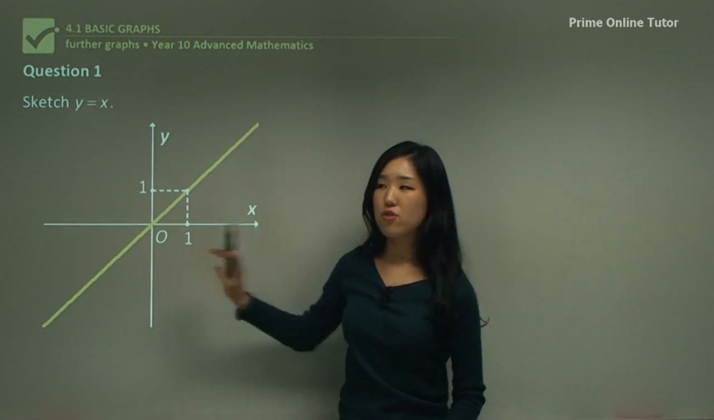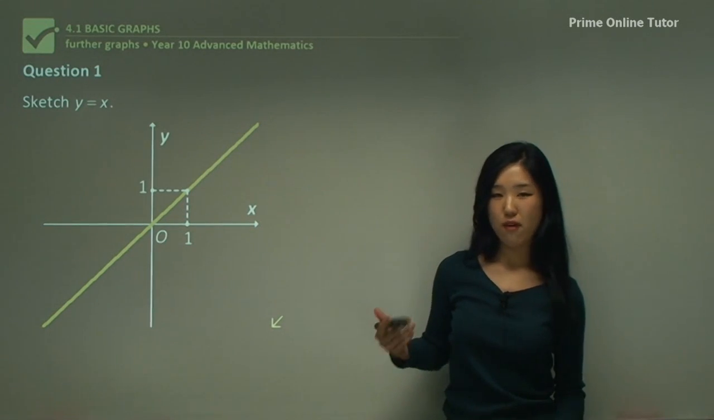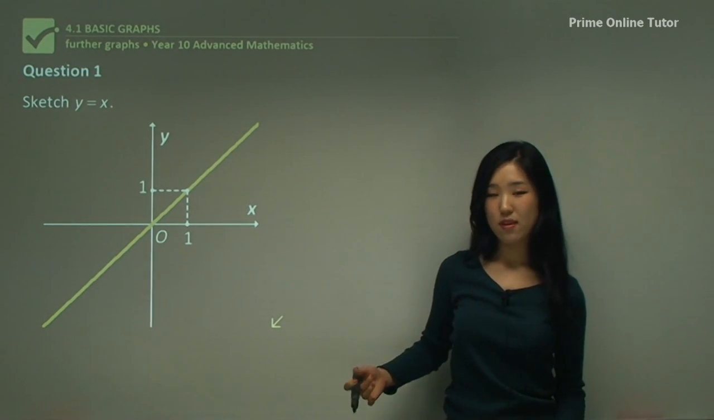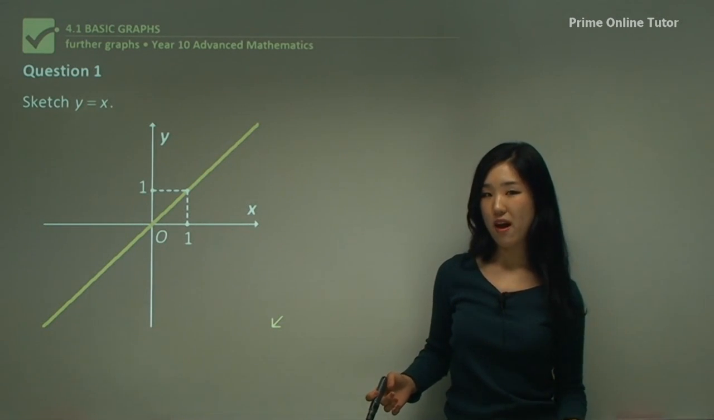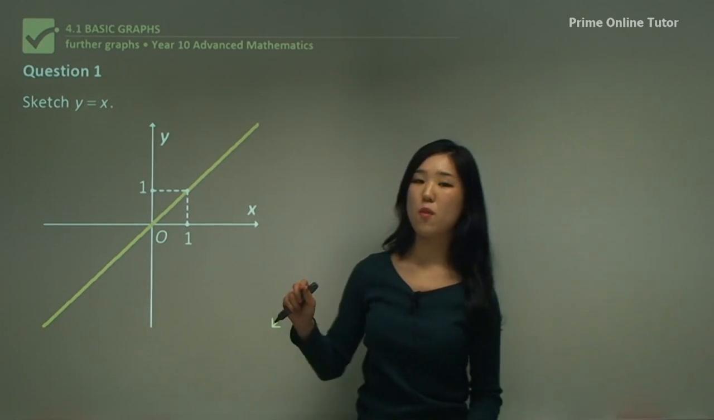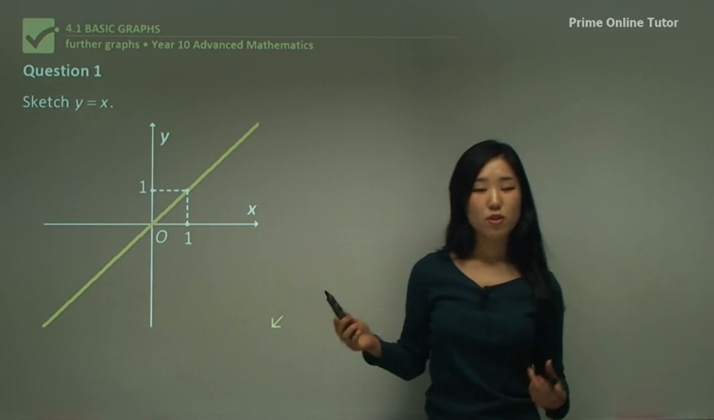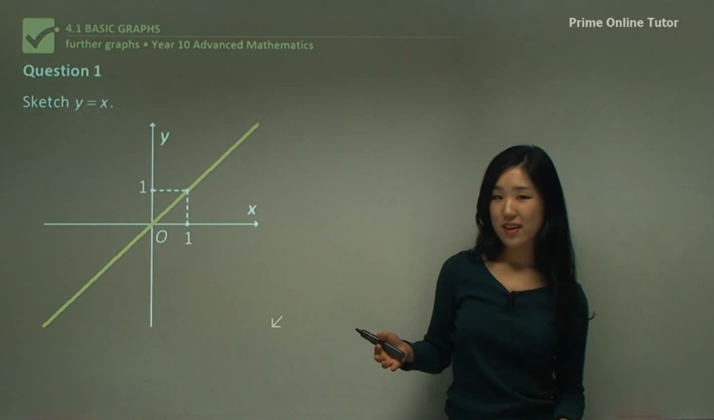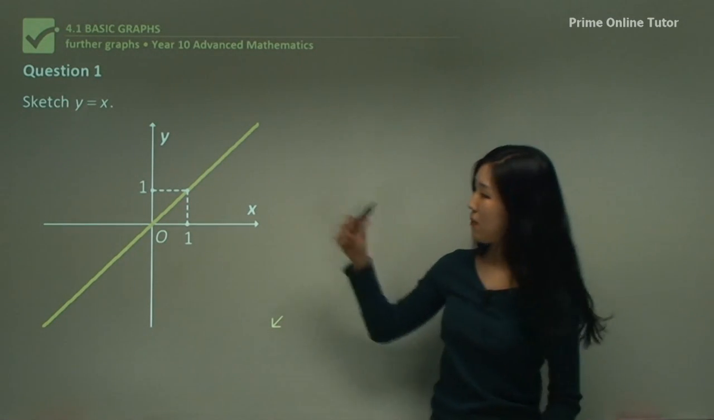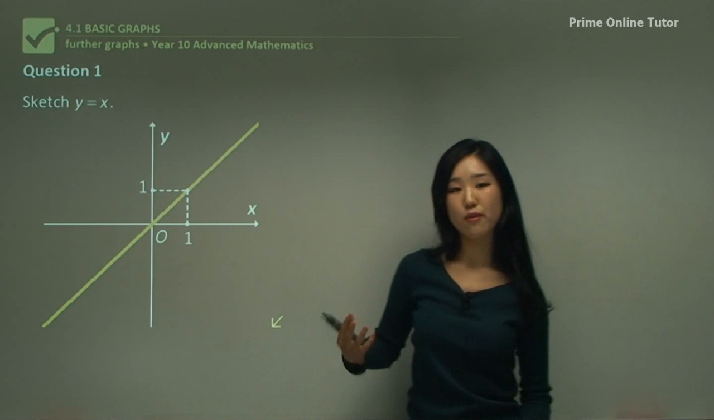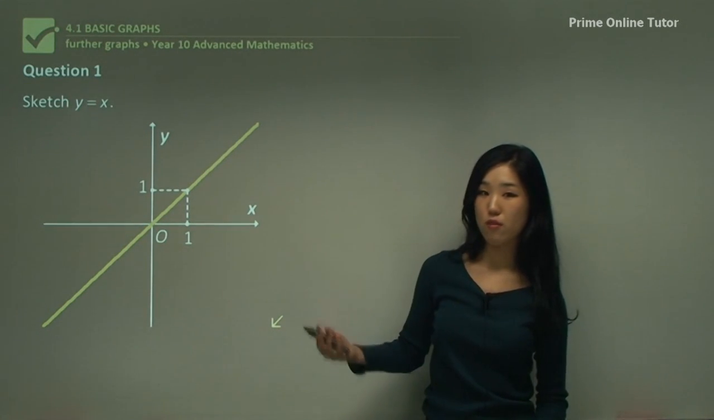So with straight line graphs and with any type of graph, the first thing I usually do is find my x and y intercepts. So my x-intercept and my y-intercept. For those who forgot what they are, they're basically the points where they cut the x and y axes. You should all know how to find the x and y intercepts. How do we find the x-intercept? We sub in y equals 0 and solve for x. And to find the y-intercept, we sub in x equals 0 and solve for y.